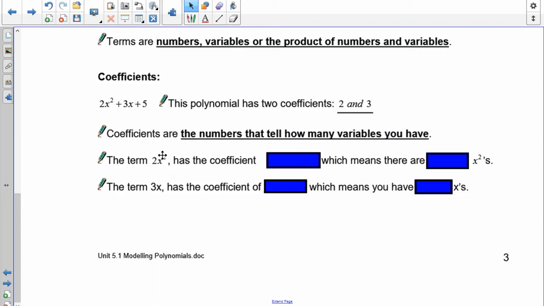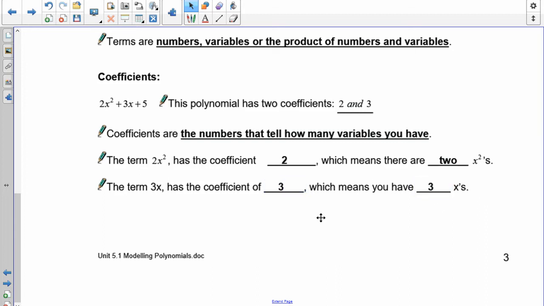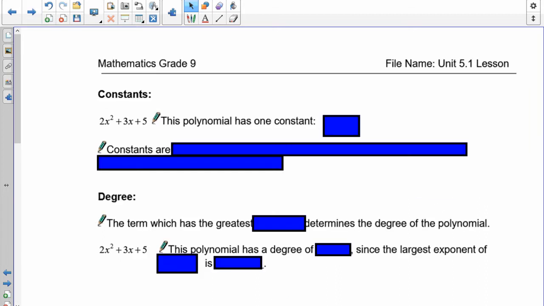The term 2x squared has a coefficient of 2, which means that there are 2 x's. Try the next one on your own. All right, so the 3 means you have a coefficient of 3, and it means you have 3 x's. Okay, going on to the next part.